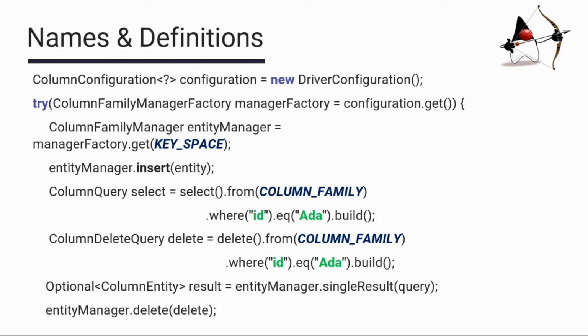So here you find, for example, the column configuration and the so-called driver configuration. Column configuration is somewhat inspired by, for example, the entity unit that you find in JPA.